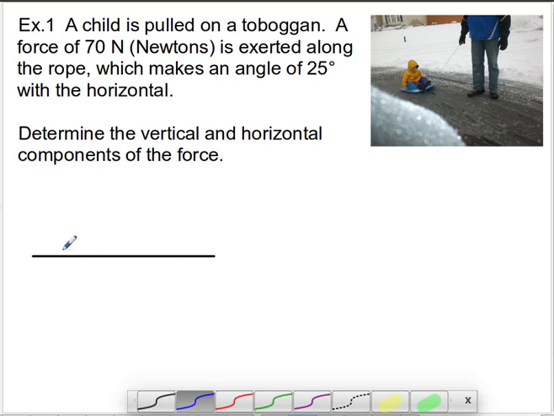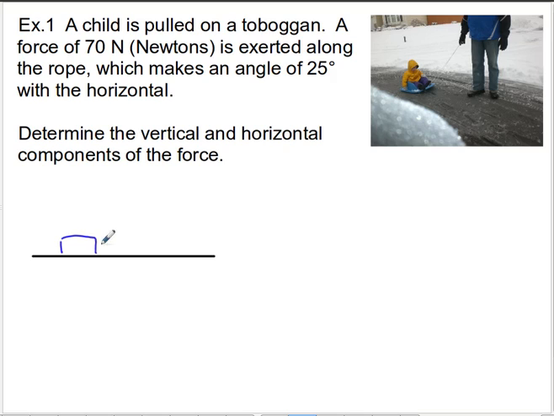And so what I have is the child plus toboggan, which I'm just going to represent as kind of a box. And I'm just going to freehand it. I'm going to draw my 70 Newton force, and that 70 Newton force is making an angle of 25 degrees with the ground. And so from here, I'm going to try to figure out what the components involved are. What are the components in the x direction and the y direction?